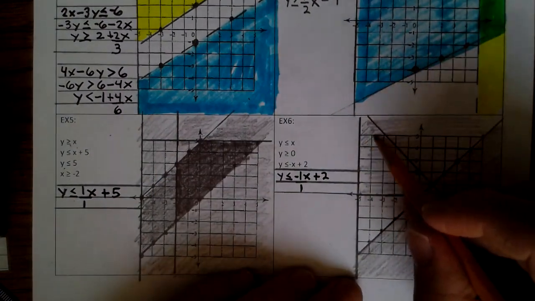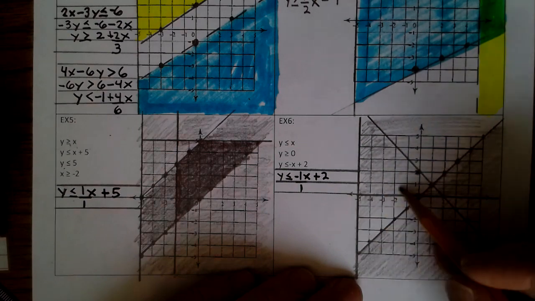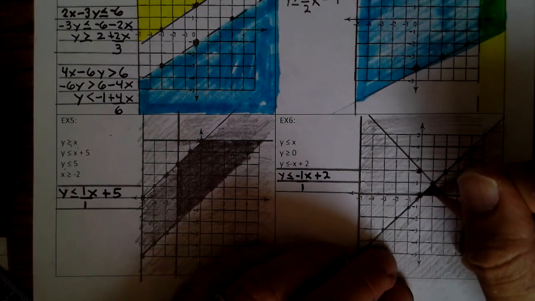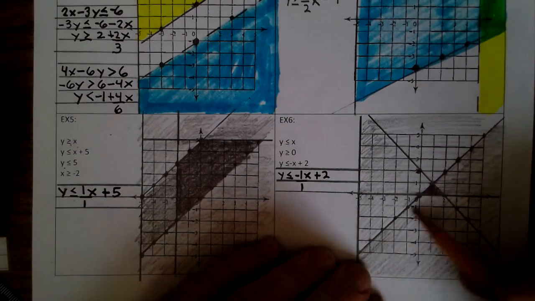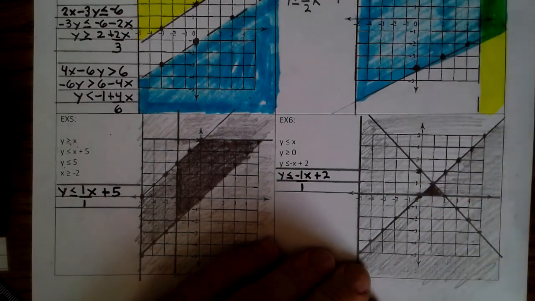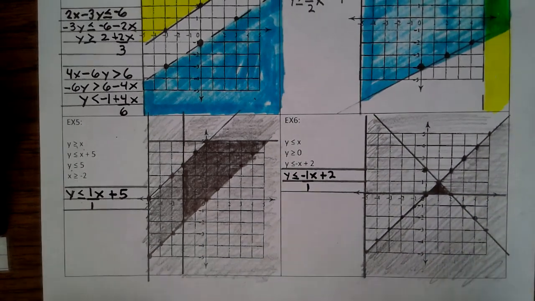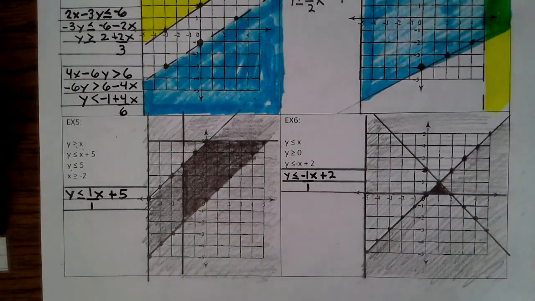This region gets slightly darker. This region gets shaded. But this region is overlapping, so it gets the darkest, and that gets slightly darker. So you can see your solution is that region right there. Okay? So if you would finish up example 6 and start working on your assignment, have a wonderful Wildcat day.